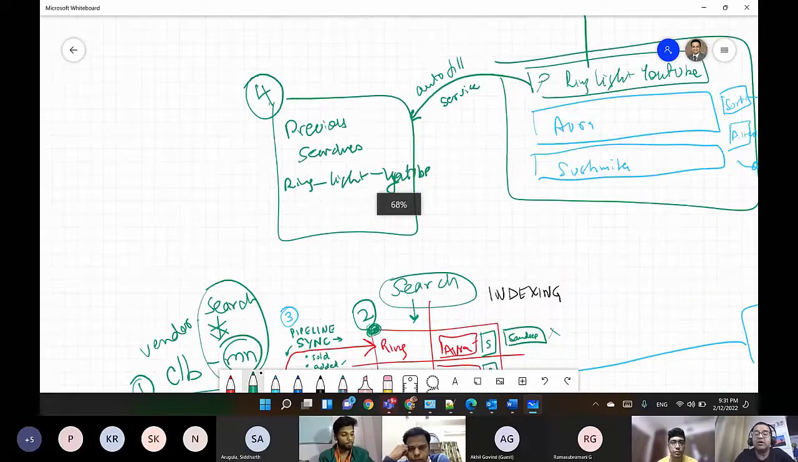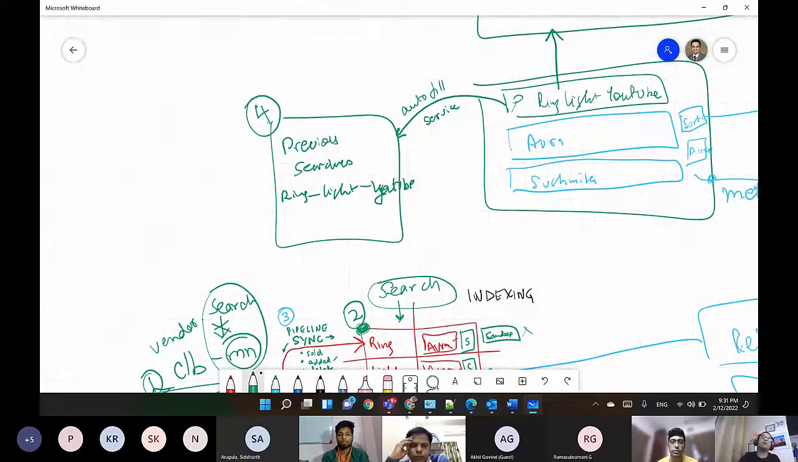What about this? Previous searches called ring light YouTube. Do you think this should be performant or non-performant? This will not impact that much. I mean, we can make it priority second, because the item should come first. No. Don't compare with others. I'm not saying stack rank 1, 2, 3, and 4. I'm saying just 4. Do you think 4 should be performant or non-performant?